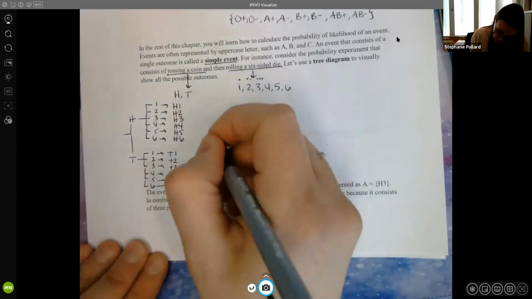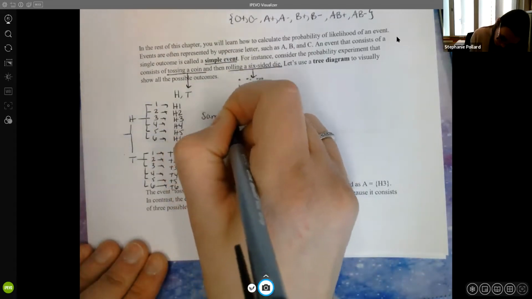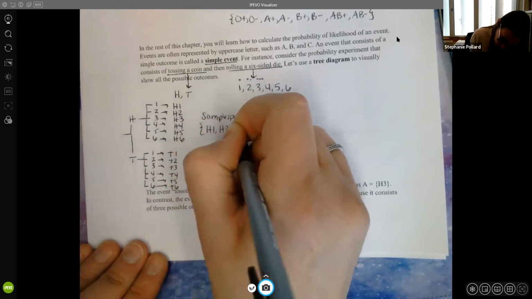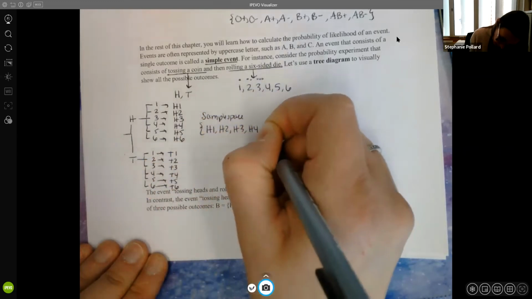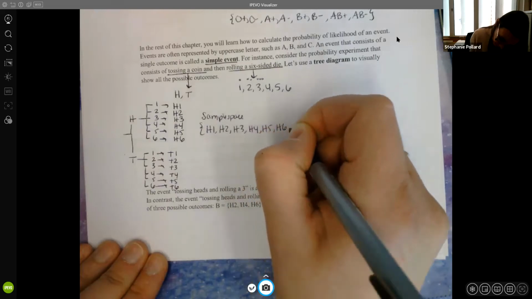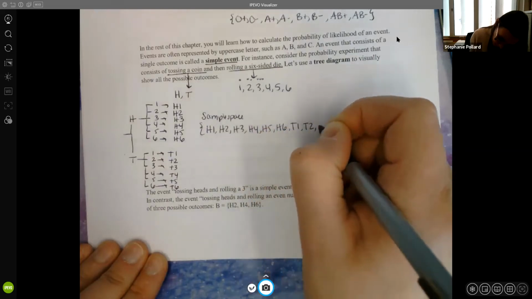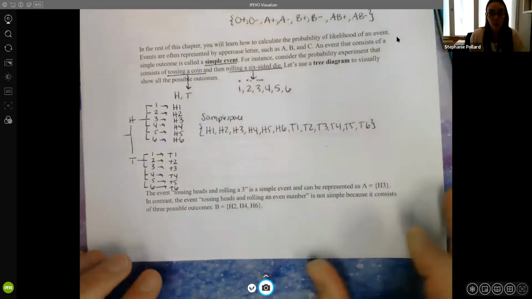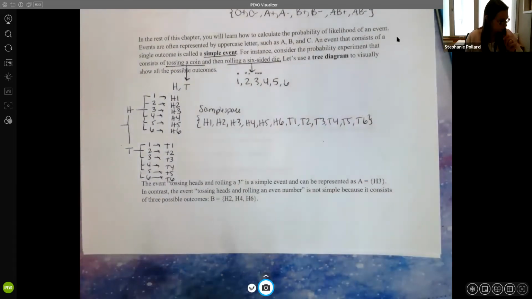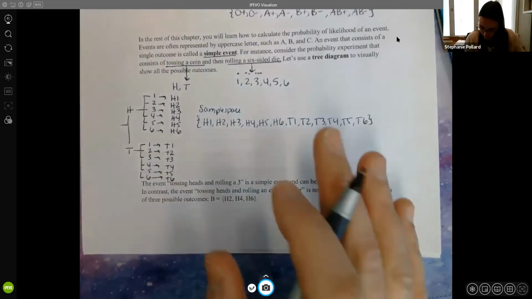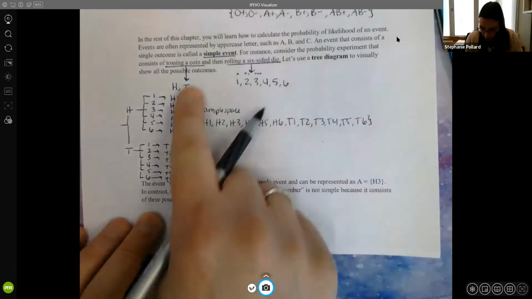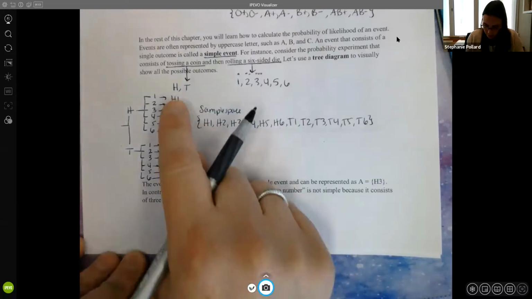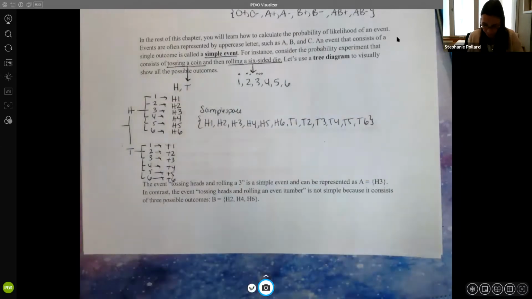So just to have it, our sample space is H1, H2, H3, H4, H5, H6, and then T1, T2, T3, T4, T5, T6. So we have 12 possibilities here for our sample space. Okay. So this shows us all possible outcomes, right? So there's 12 different things that could happen.